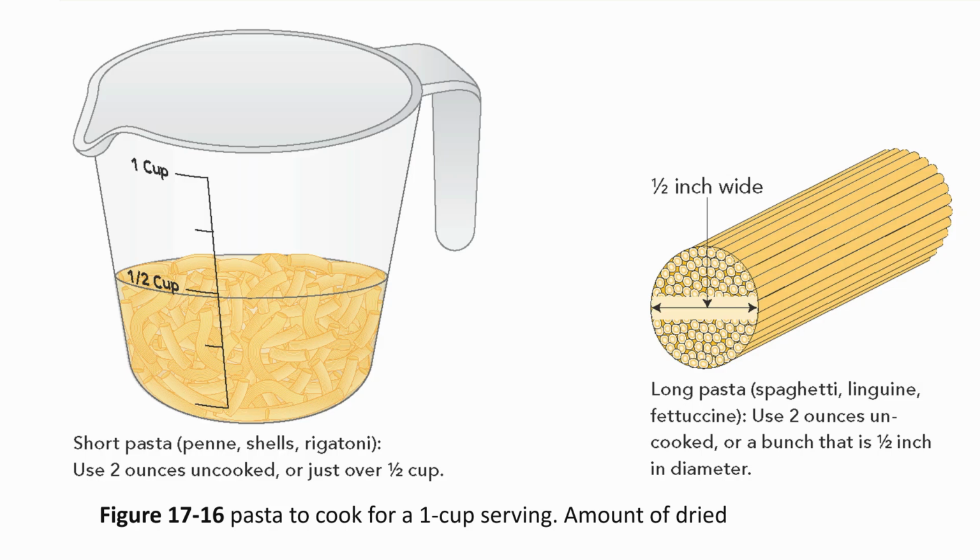Here's a good example of how much pasta you would cook for a 1 cup serving. This would be the amount of dried pasta. So for short pasta, you want to use 2 ounces of uncooked, or just over a half cup. For long pasta, you still want to use the 2 ounces uncooked, but in this case, you would pick it up in a bunch and estimate a half inch diameter. This is for each 1 cup serving.